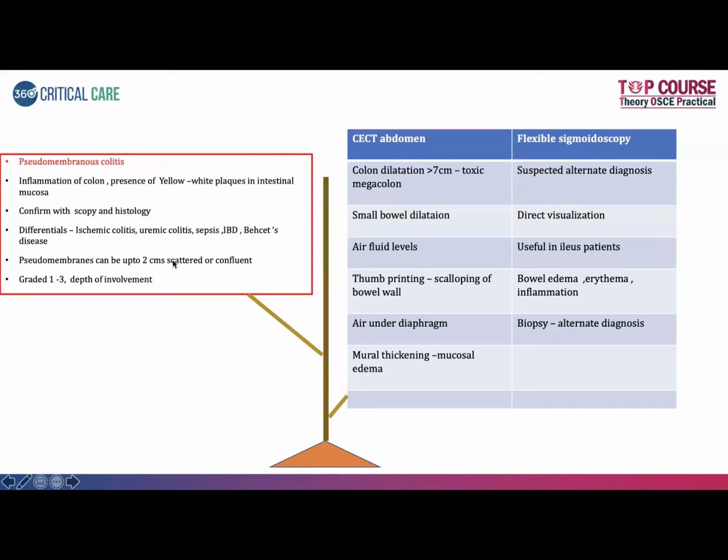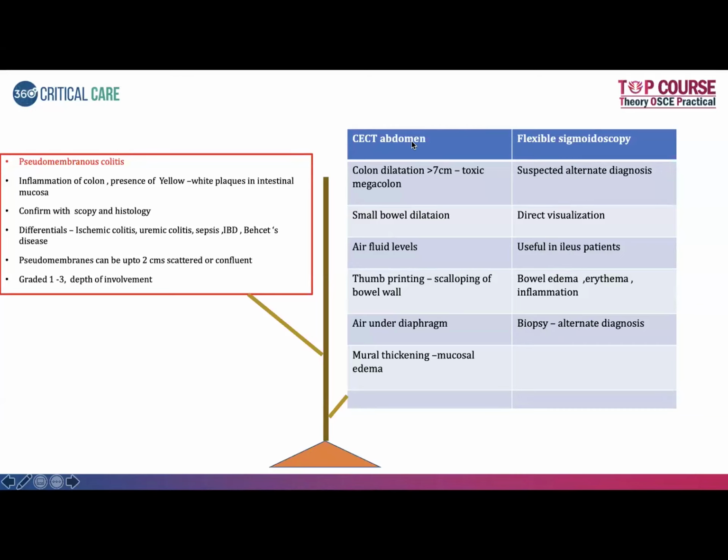Pseudomembranes can be scattered or confluent, involving 2 centimeters, or confluent involving the entire bowel, and it can involve a greater depth also. When it involves a greater depth, it's graded high. Sigmoidoscopy or colonoscopy is usually useful in patients with ileus, paralytic ileus, and biopsy can help us diagnose.